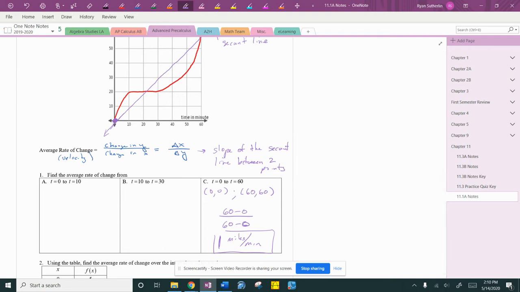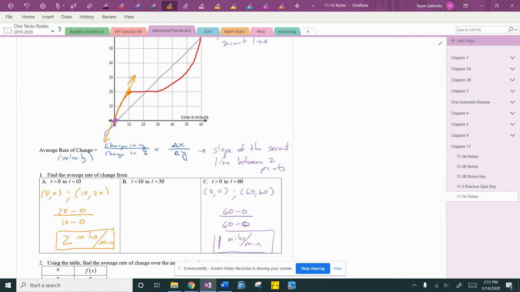So if I look at this graph from 0 to 10, it looks like this. Now look at the slope. That's a steeper line. The average rate of change should be greater. So from 0 to 10, I know the distance traveled was 0 at time 0, and at time 10, they had traveled 20 miles. So over that time, we have 20 minus 0 over 10 minus 0. We get 2 miles per minute. So in that time frame, the car was averaging 2 miles per minute.